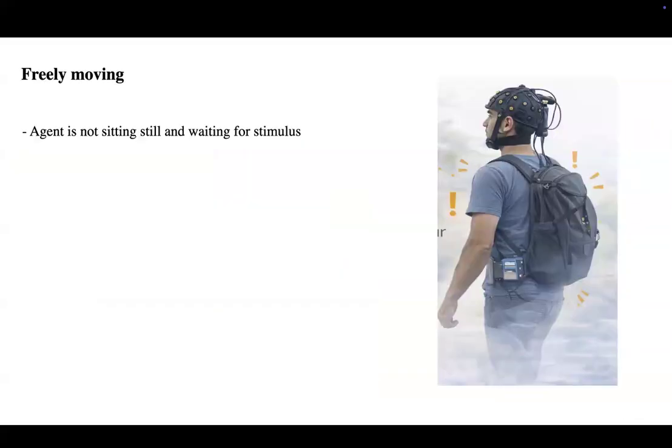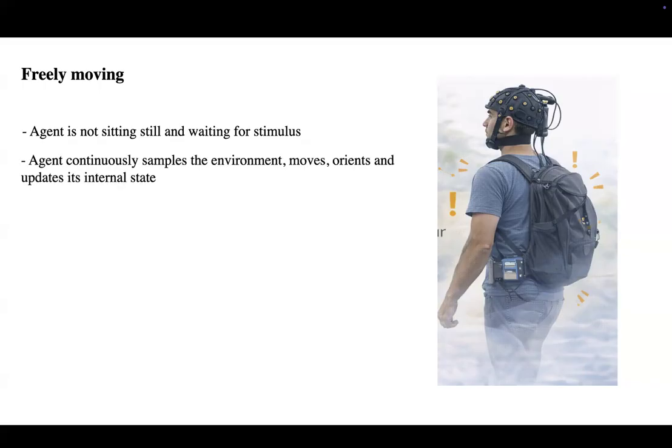And that's what leads me to the freely moving aspect of my studies that I am now very interested in and the direction I'm going with my research. So in freely moving, how I would define it is that the agent is not sitting still and just waiting for a stimulus, but the agent is continuously sampling the environment and is moving, is orienting, and by doing all of this, updating its internal state continuously. And there are no clear trial boundaries, so you don't have a start trial, end trial. It's all continuous movements, and you also don't necessarily have a singled-out response variable that would explain the behavior or the cognitive process you would be interested in.